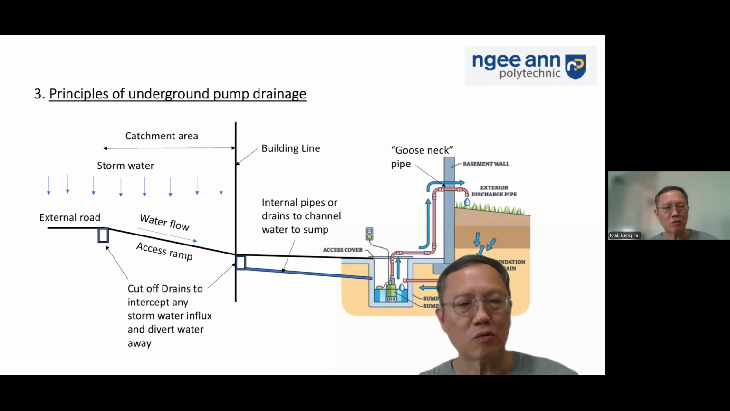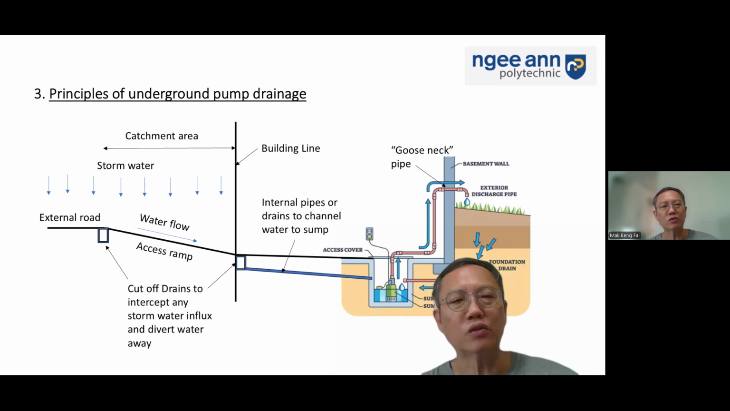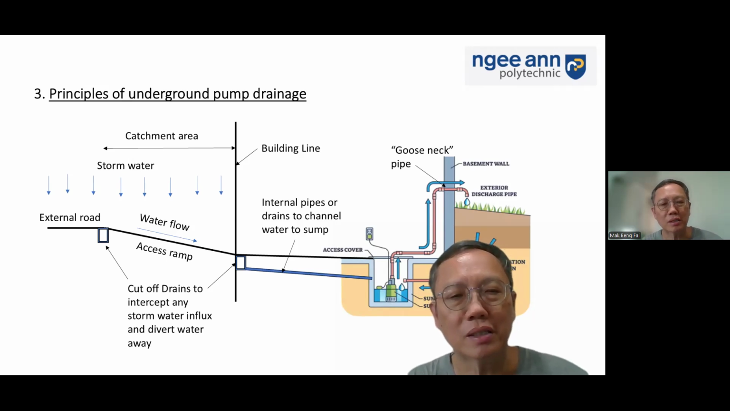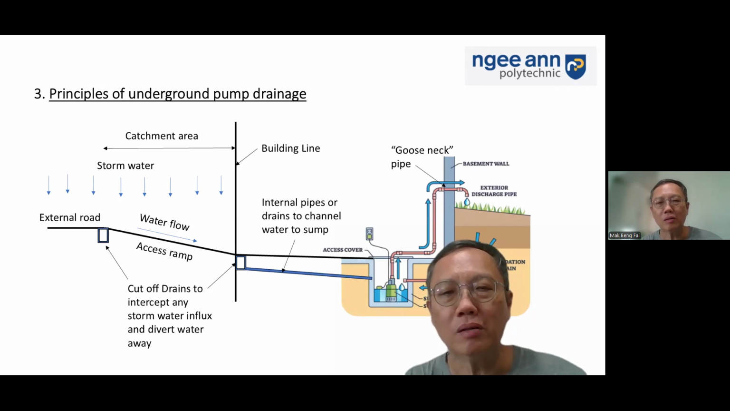Okay, there's a simplified cross section. There's this building line, and outside the building line is what we call the catchment area. The catchment area is the area that collects the rainwater. So this rainwater or storm water comes in, and the water flows downwards, intercepted by this cut-off drain, and then this cut-off drain will channel the water into the internal pipes, and then through to the sump here. And then this pump will pump the water out onto the ground.